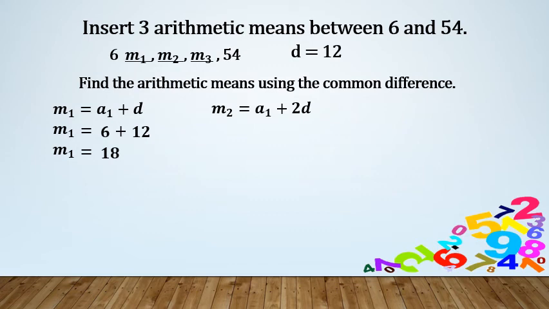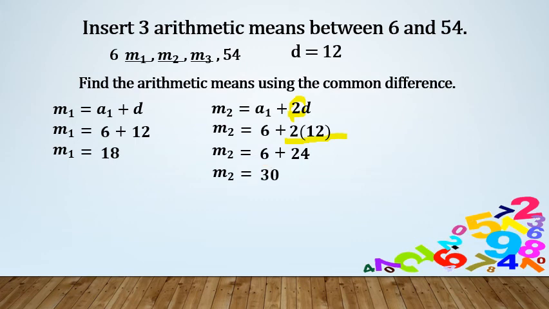M sub 2 equals a sub 1 plus 2d. Bakit this time 2 ang ginamit natin? Kasi nga po, pangalawang term. So, m sub 2 equals a sub 1, 6 plus 2 times 12. We have m sub 2 equals 6 plus 24. Saan galing ang 24? Galing sa 2 times 12. M sub 2 equals 6 plus 24.